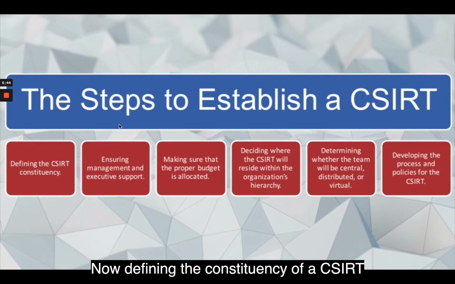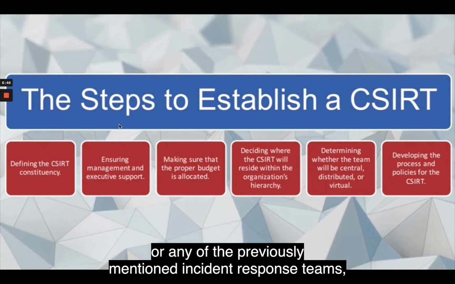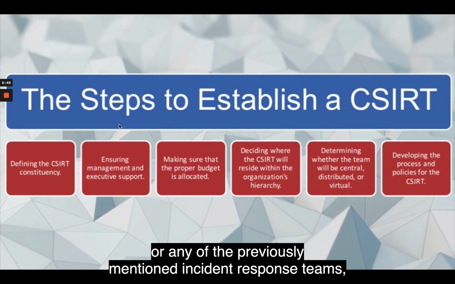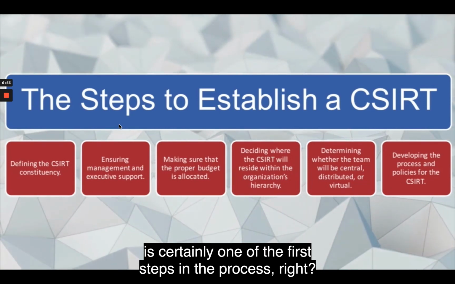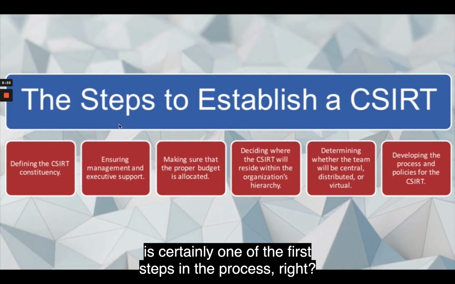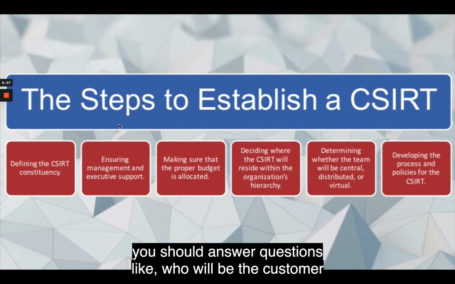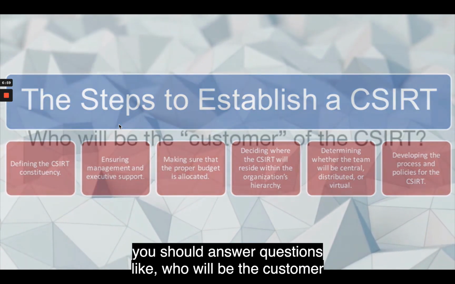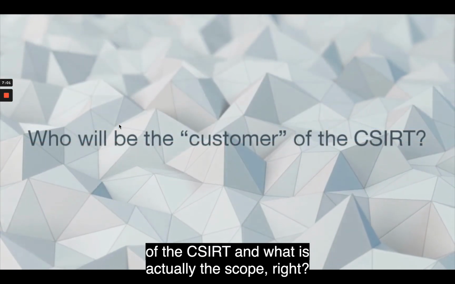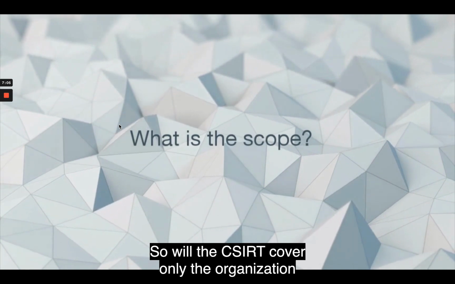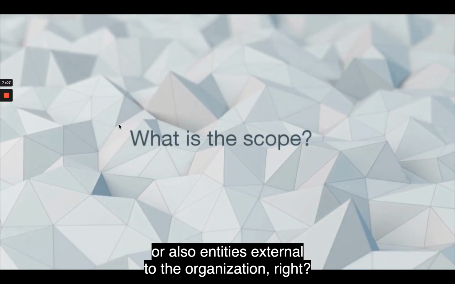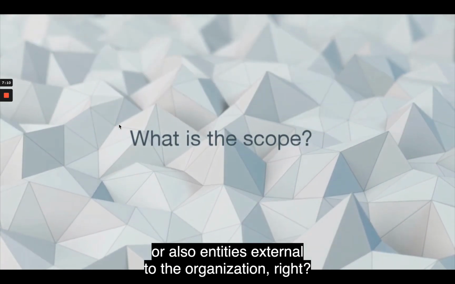Now, defining the constituency of a CSIRT or any of the previously mentioned incident response teams is certainly one of the first steps in the process, right? So whenever you actually do that, you should answer questions like, who will be the customer of the CSIRT, or what is actually the scope, right? So will the CSIRT cover only the organization or also entities external to the organization, right?